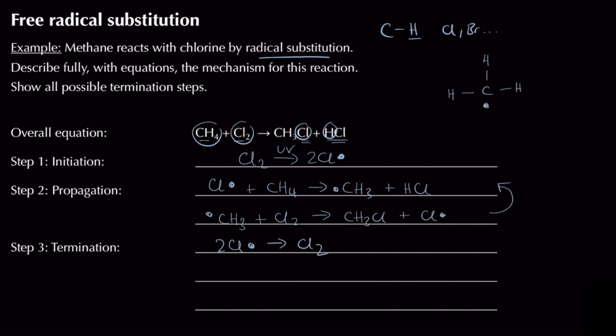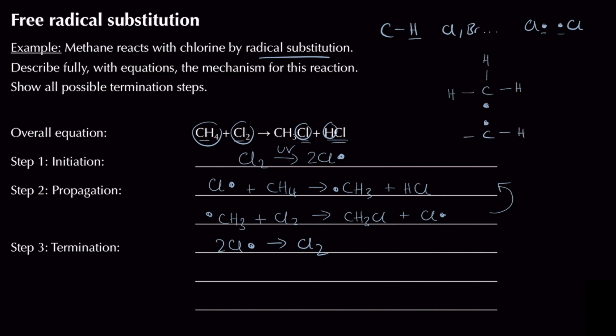If I were to look at this, I've got two chlorine radicals, one here, I'm going to flip the other one over here. If they form a shared pair of electrons with this chlorine radical here, this chlorine radical over here, we actually end up with a neutral molecule of chlorine. That's our first termination step done.